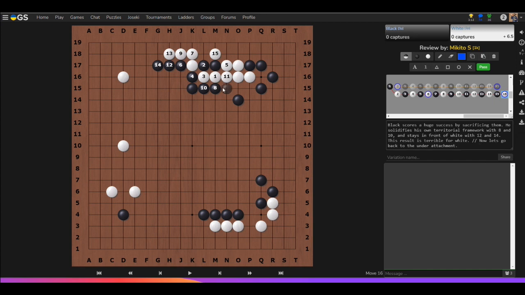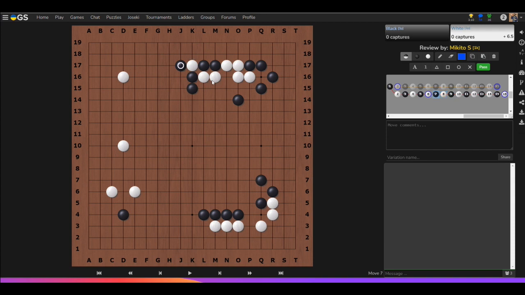So let's go back. This is why it's not a good idea for white to play the over attachment. White will be able to live, but it's really not worth what you're giving away, which is most of the game, right? So instead, white needs to play this emergency move, right?